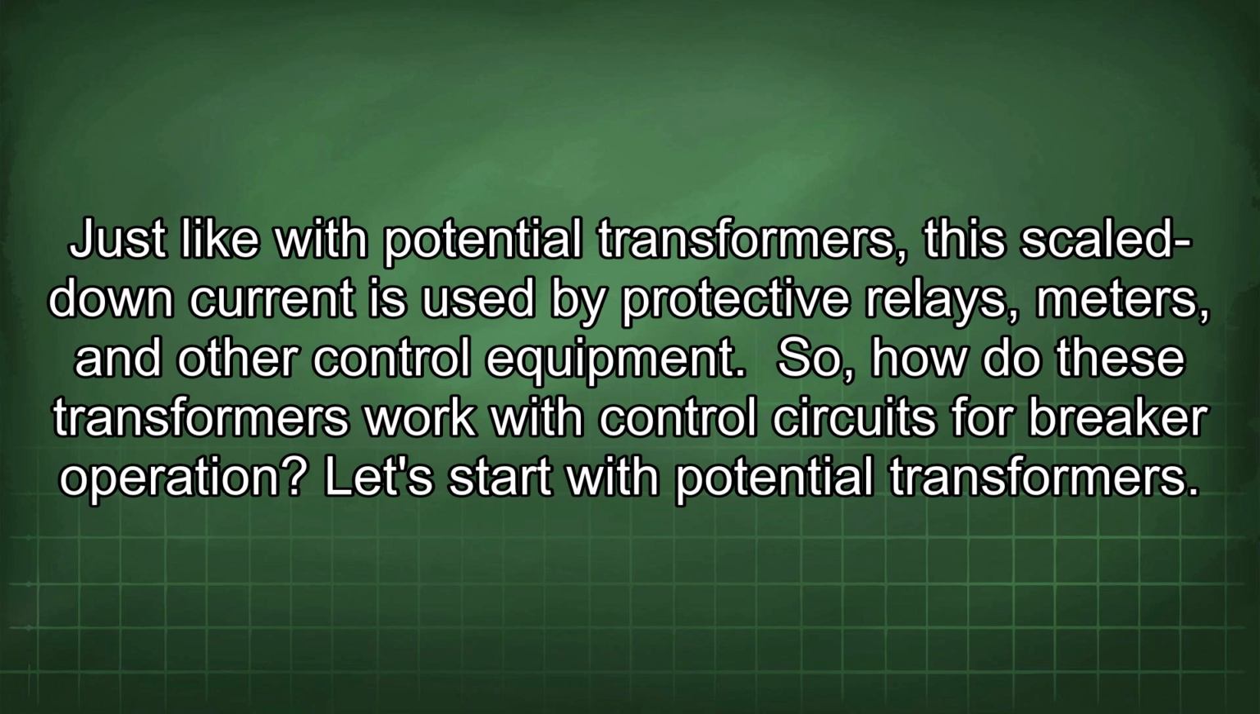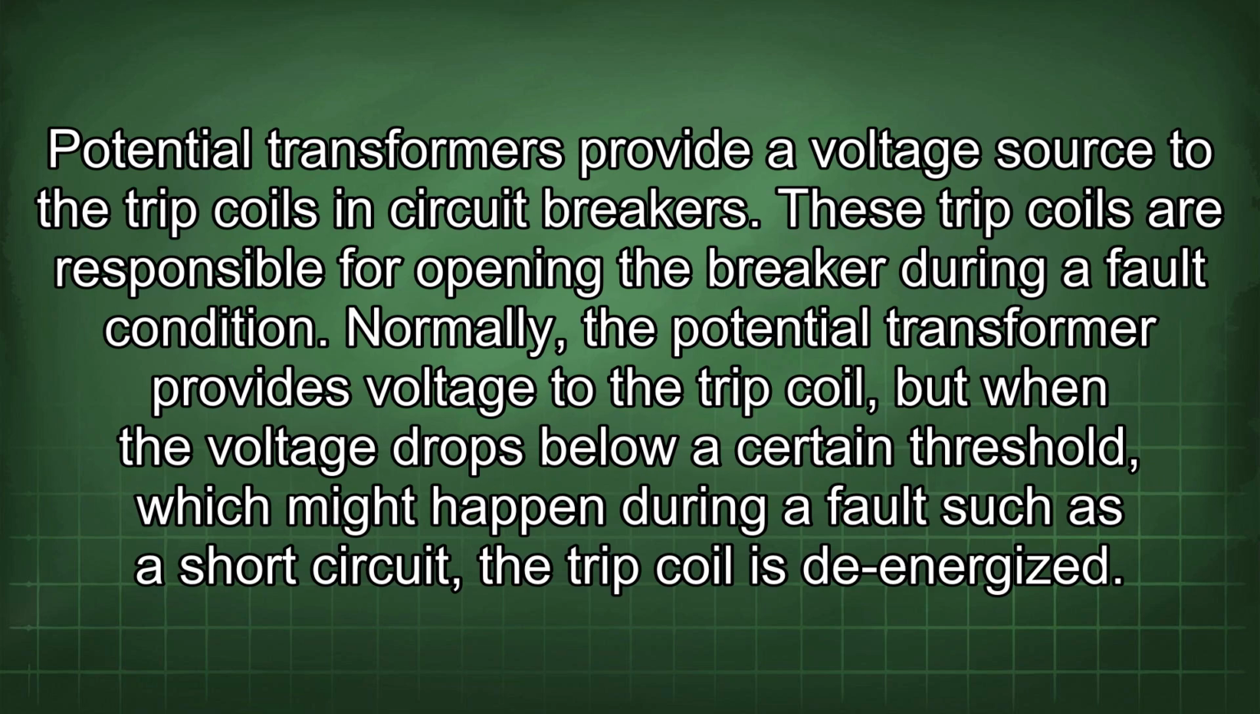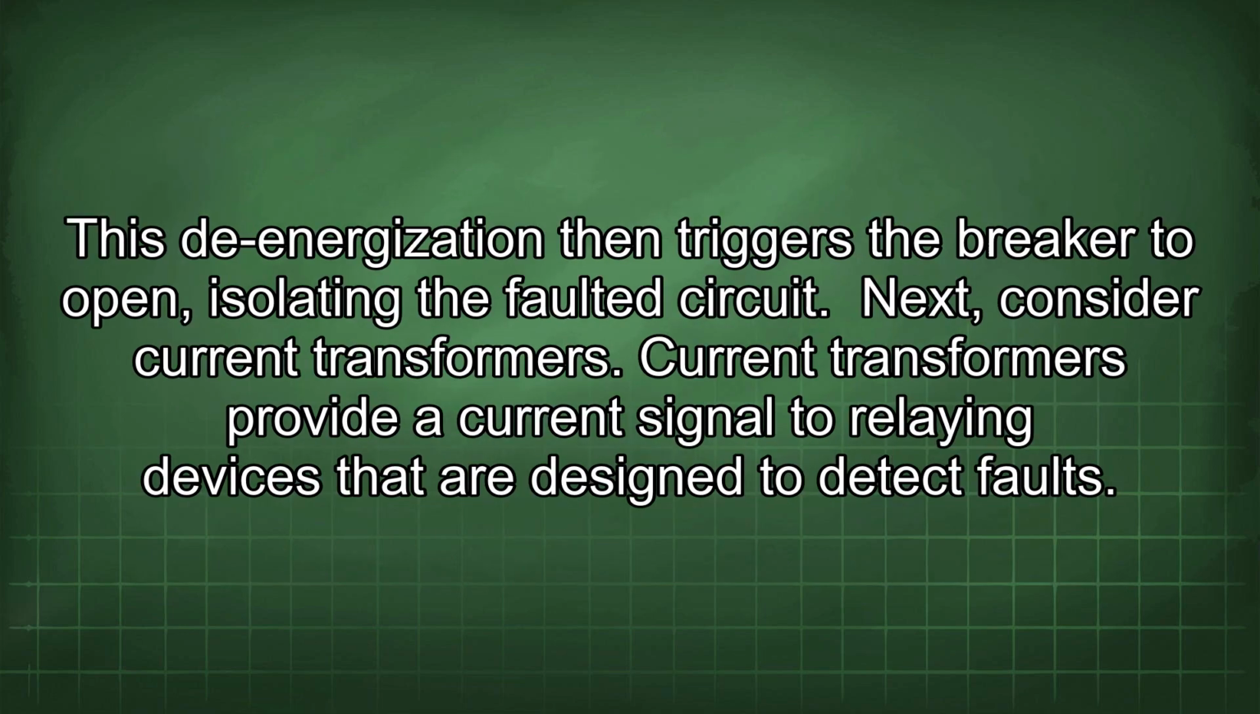So, how do these transformers work with control circuits for breaker operation? Let's start with potential transformers. Potential transformers provide a voltage source to the trip coils in circuit breakers. These trip coils are responsible for opening the breaker during a fault condition. Normally, the potential transformer provides voltage to the trip coil, but when the voltage drops below a certain threshold, which might happen during a fault such as a short circuit, the trip coil is de-energized. This de-energization then triggers the breaker to open, isolating the faulted circuit.